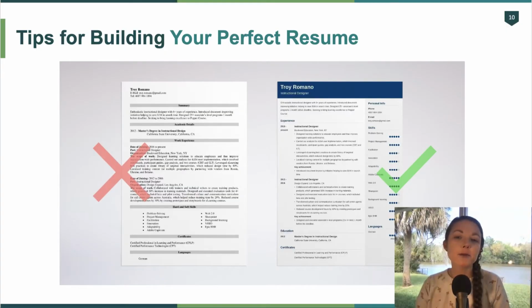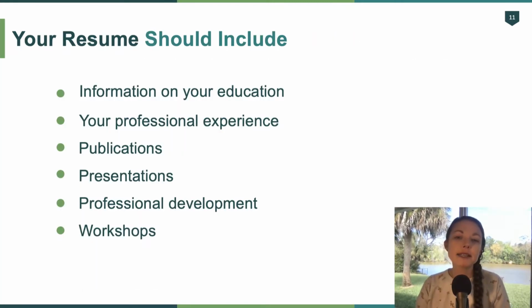Your professional resume serves as a chronological record of your experiences and accomplishments. Your resume needs to include information on your education, your professional experience, manuscripts in progress, publications, presentations, professional development, and any workshops that you may participate in. Some of these don't apply to you, but just to give you a general gist of what needs to be included in your resume, this is a general idea.